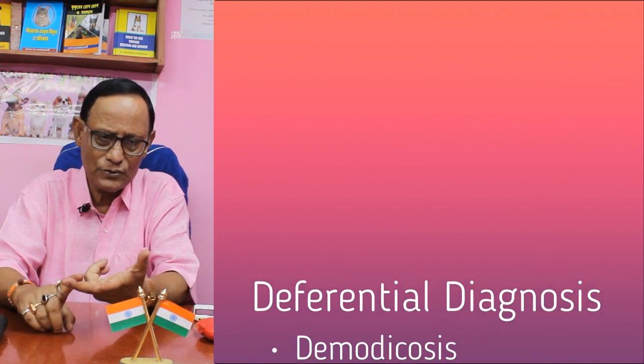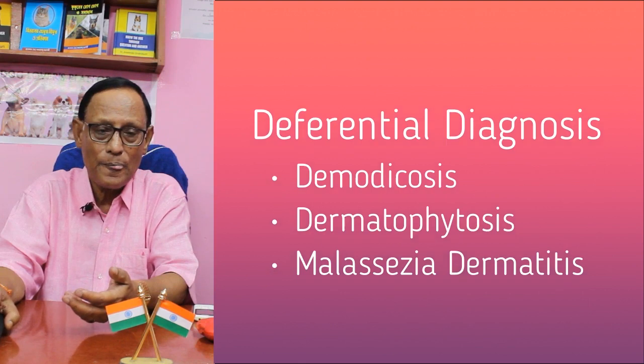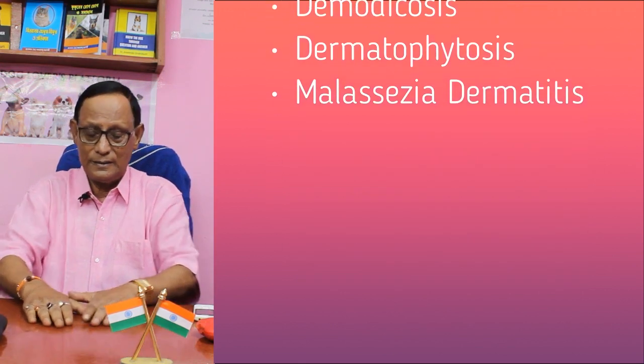Then for differential diagnosis, one has to consider demodicosis, dermatophytosis, and malassezia dermatitis. So far as the treatment is concerned, I will suggest the dog owner consult a veterinarian, or a very expert veterinarian, who can look after the skin effectively. And since there are two types of lesions, one is superficial, in that case only topical preparations or topical antibacterial medications may be good enough to combat the problem.